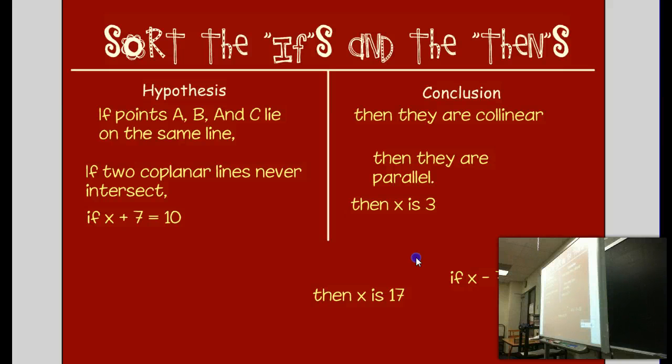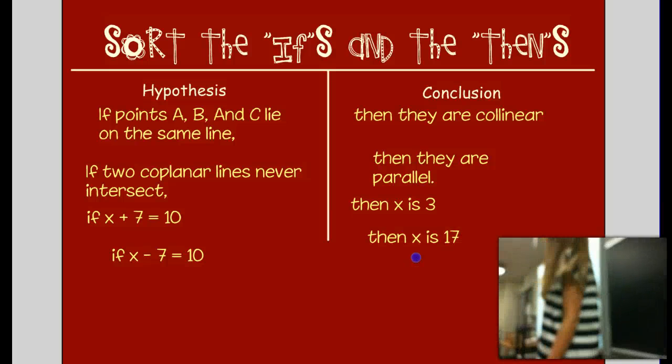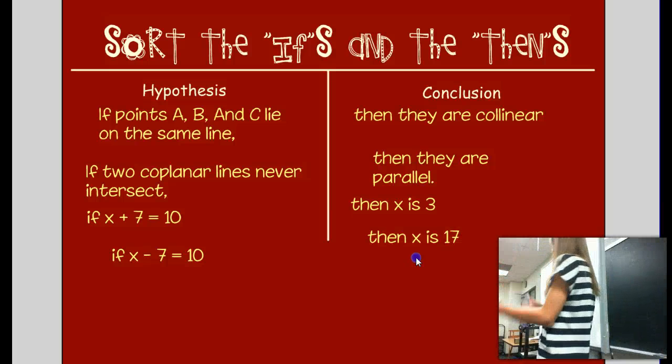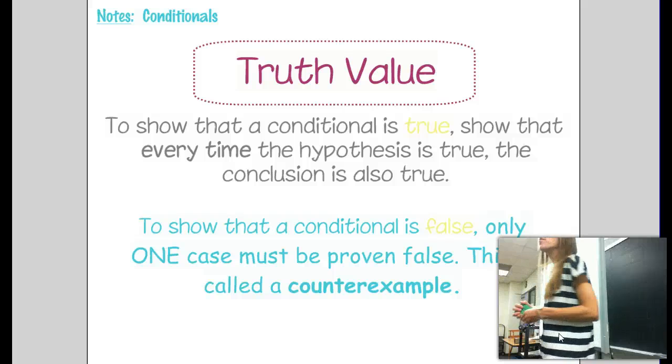Beautiful, and then so what would be left? If x minus 7 equals 10, then x is 17. We get the idea. We get what a hypothesis is and what a conclusion is. So we're going to move on.